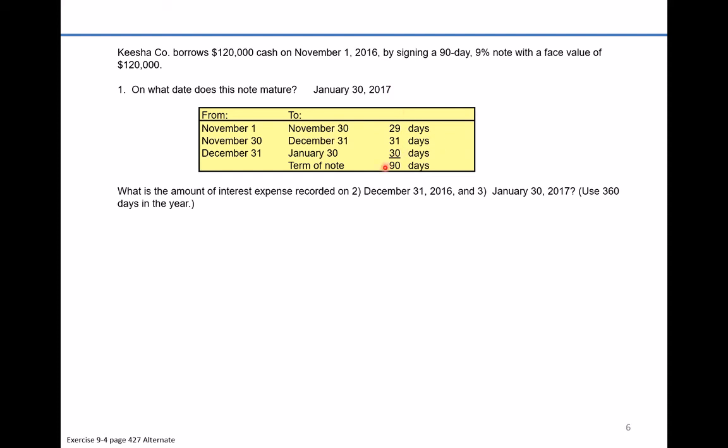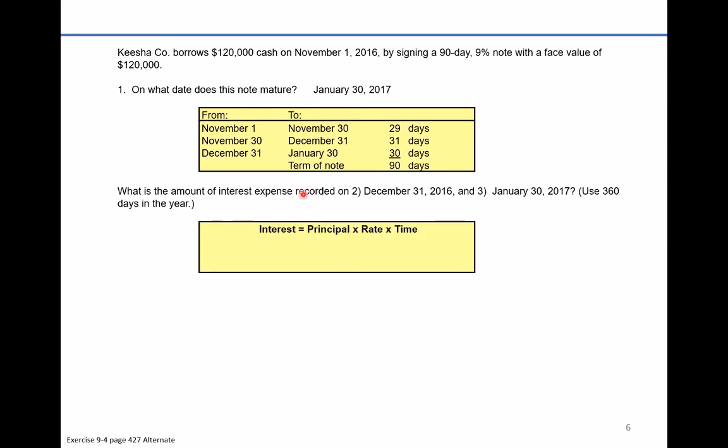So we did this in chapter 7. We calculated interest expense. Let's go ahead and put a chart up similar to how we did in chapter 7. We're going to calculate interest is going to equal principal times rate times time. PRT is interest.